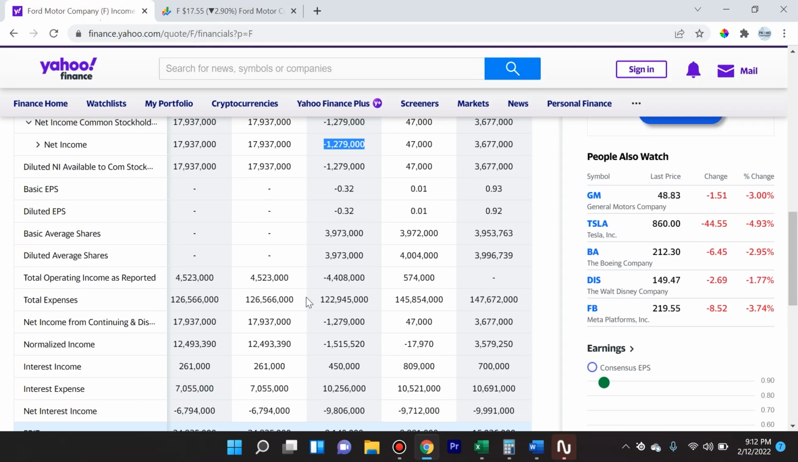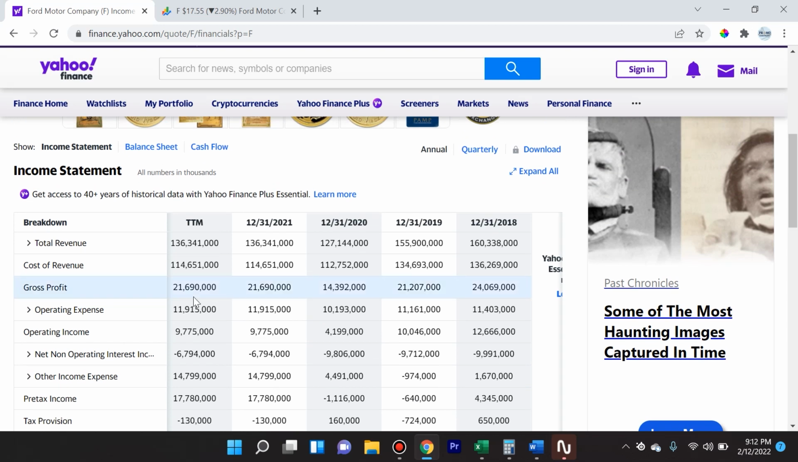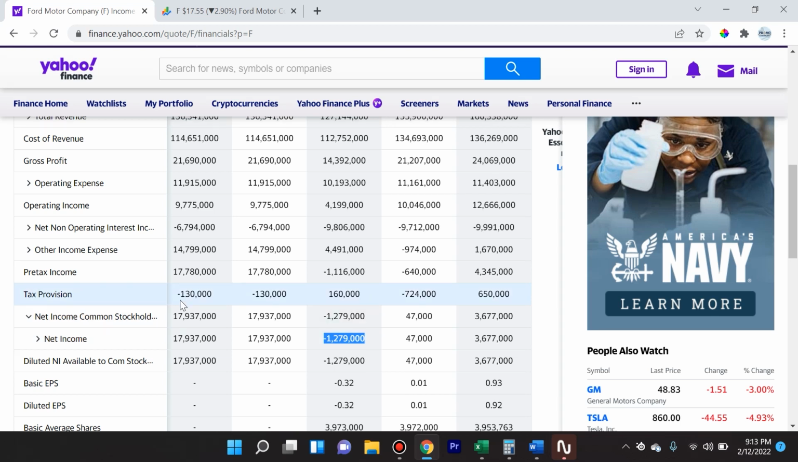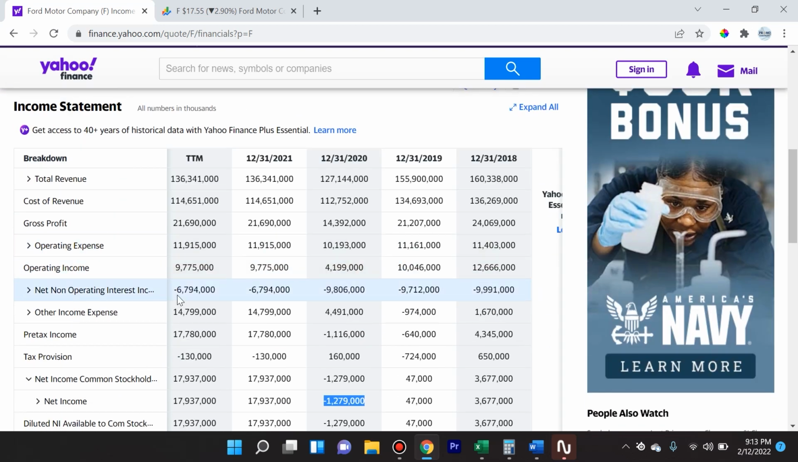And that's always important. Just these numbers alone, they don't tell you anything unless you can compare it to the historical revenue, the historical gross profit, the historical cost of goods sold, the historical net income. This is all very important. And then you could take these figures and compare it to, let's say, GM, which is a rival of Ford's. And then you could see, oh, maybe I should diversify, invest in GM as well. Or maybe GM is a better investment.